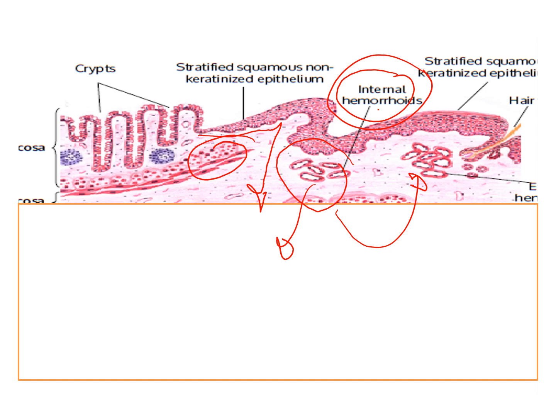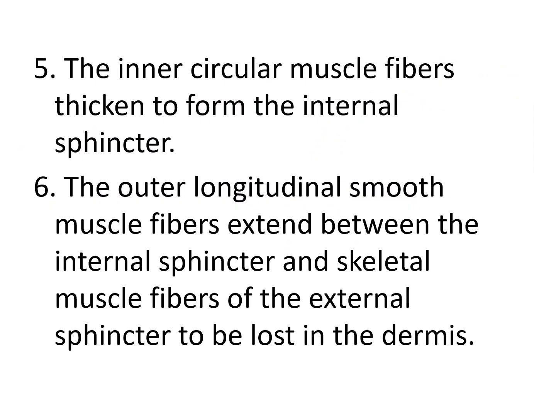Let's see what happens in the third layer, the muscularis externa. The muscularis externa is arranged as inner circular and outer longitudinal. Let's see what happens to each layer separately. The inner circular layer thickens to form the internal anal sphincter, which is an involuntary sphincter, while the outer longitudinal smooth muscle fibers extend between the internal anal sphincter and the skeletal muscle fibers of the external sphincter and gradually fade. So the outer longitudinal muscle fibers do not form anything. They pass through the circular smooth muscle and the skeletal muscle, which appears later to form the voluntary external anal sphincter, and are lost in the dermis.